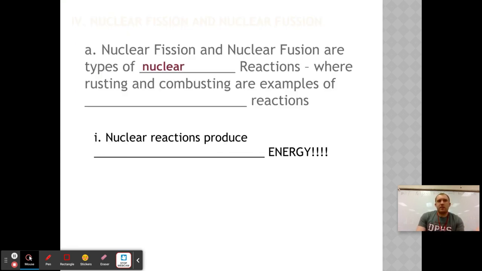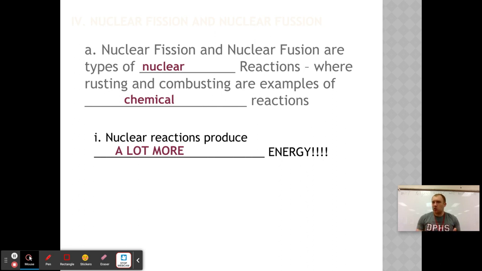So really quickly, fission and fusion are our two types of nuclear reactions. It's kind of different than chemical reactions. Chemical reactions have to deal with bonds between atoms, whereas nuclear reactions are dealing with one atom becoming two or two atoms becoming one, more creating or destroying or breaking apart atoms instead of bonds between atoms. The cool thing about it is that nuclear reactions produce a lot more energy, like tons more energy.